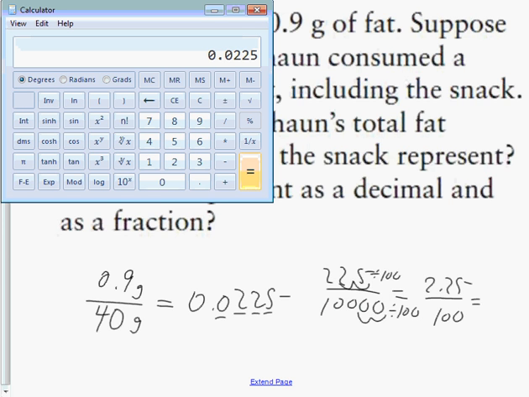Which means that that snack is 2.25% of his daily fat intake. Or another way to write this, 2 and 25 hundredths would be 2.25% of his daily fat intake. Both of these answers, this one here and this one here, if you look at them for a second, they are the same thing.